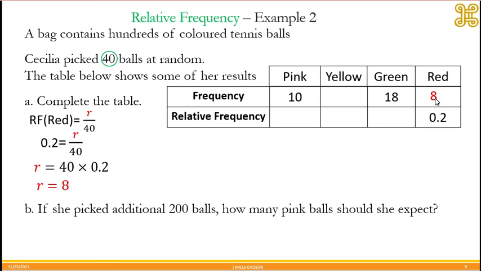Knowing that R is 8 and knowing that we picked 40, we can now work out what is missing for yellow. Because yellow will be 40 minus 10 minus 18 minus 8. Or we add 10, 18, and 8 and take away from 40. That will give us the number of yellow balls that were picked. So to work out yellow, just 40 minus the bracket of 10 plus 18 plus 8. And that gives us 4. So we know yellow is 4.